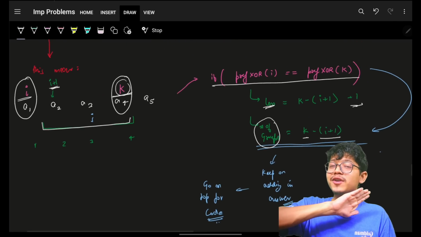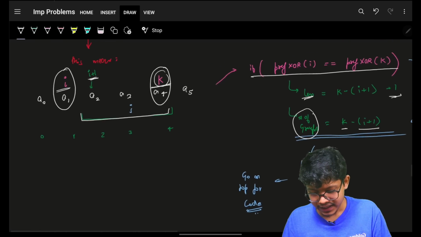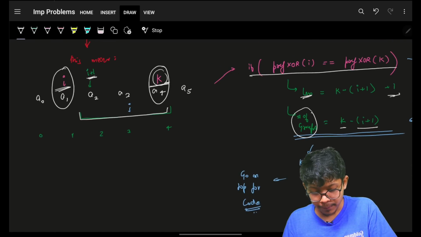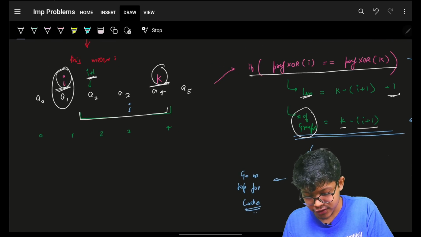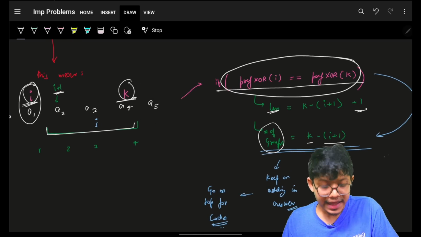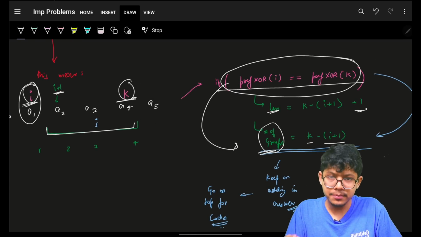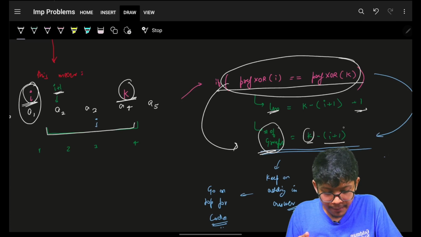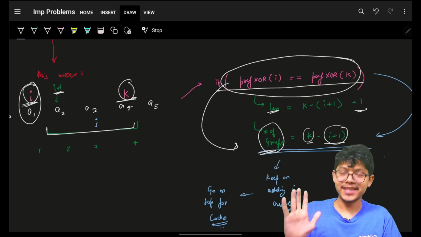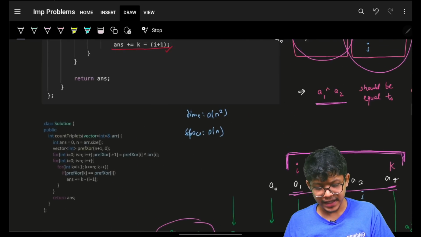Thus, I reached a very good property: if the prefix XOR of K and the prefix XOR of I are equal, then the contribution in the answer will be the number of these groups, which is K minus I plus 1. Thus, do the exact same stuff. Let's see the code. It's pretty simple, exactly the same.